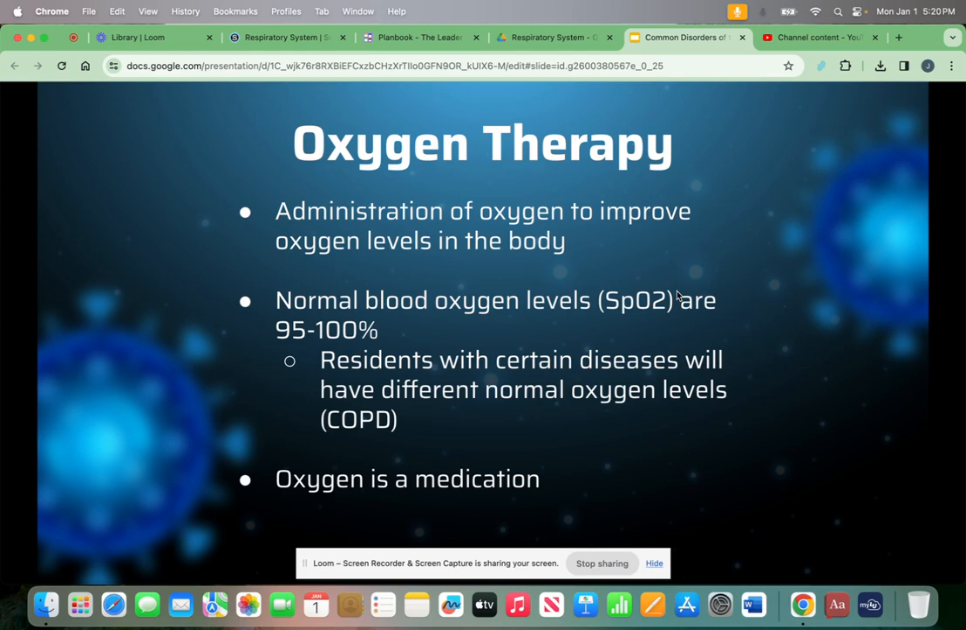Oxygen is a medication. It requires a physician's order. It's ordered in liters per minute. The nurse aide may only observe and report administration of oxygen. They are not allowed to put it on the patient.